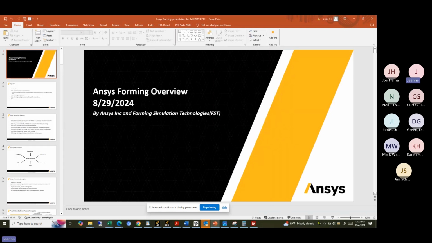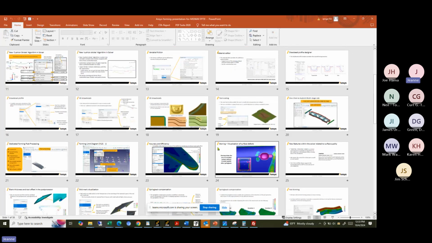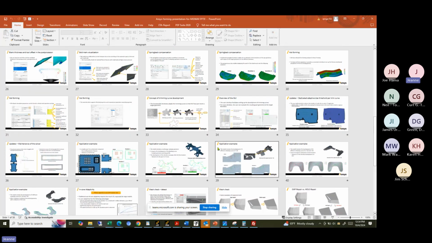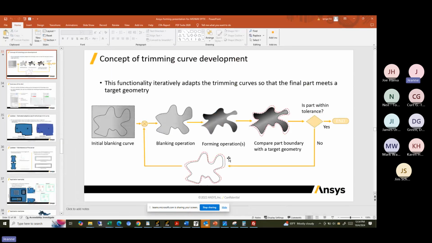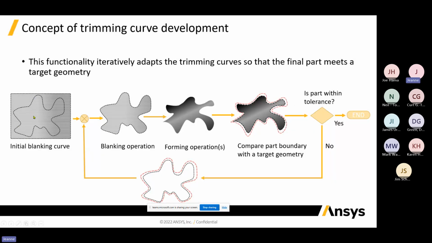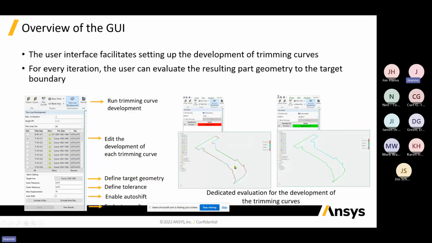Karen, I forgot if I showed you that we have several examples on trim line. This just shows the trim line methodology: initial blanking, then blanking operation, draw, compare, converge. There are lots of examples. I think this is from William Tool. That's a very tough one. In two iterations, they converged.